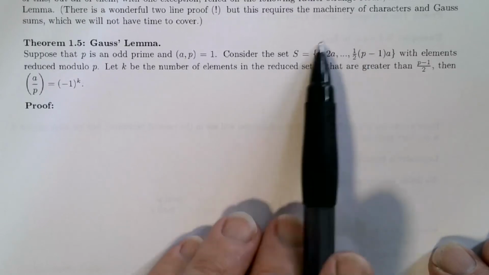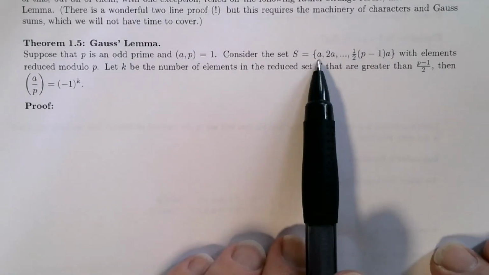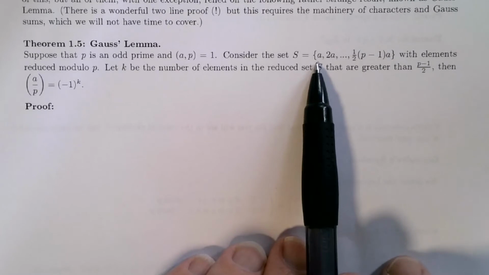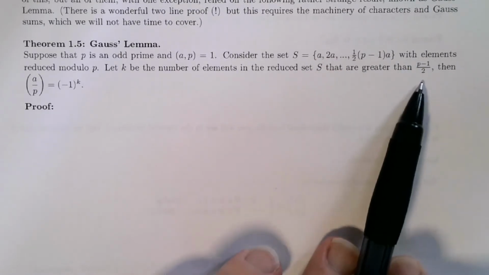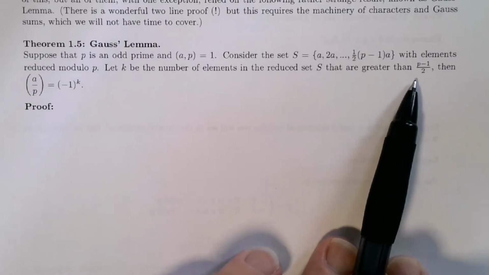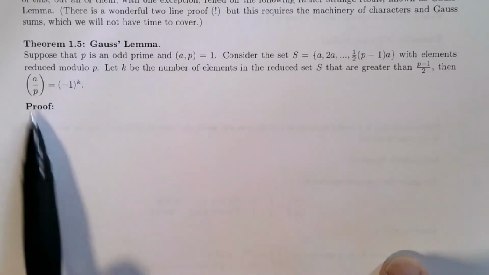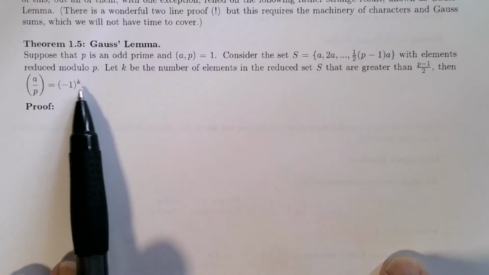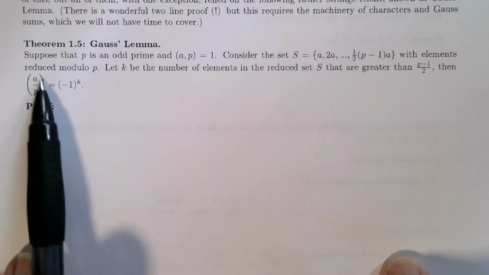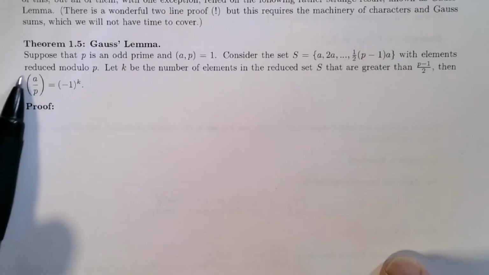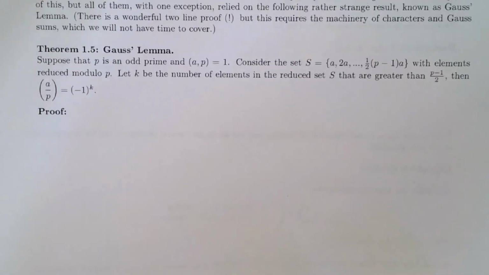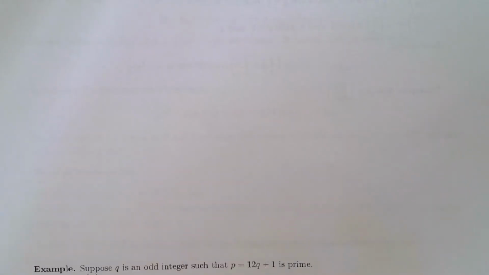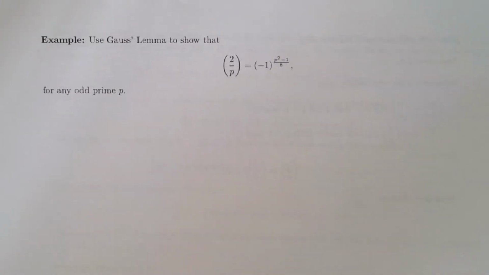And then we read the numbers in here modulo p and reduce them. And then we count the number of elements in this reduced set that are greater than p minus 1 over 2. And then remarkably, the Legendre symbol is just equal to minus 1 to this number k. So this is 1 if a is a square, and minus 1 if a is not a square.